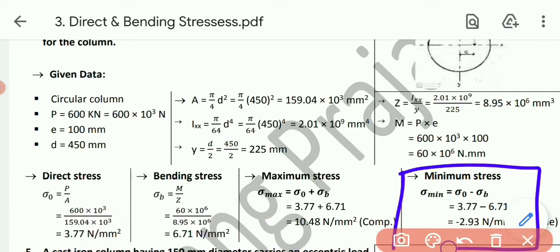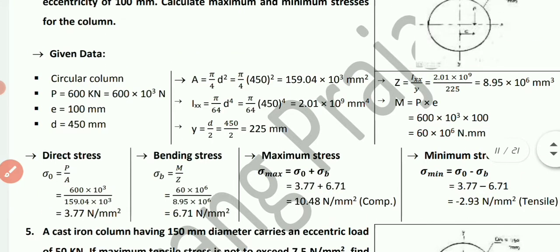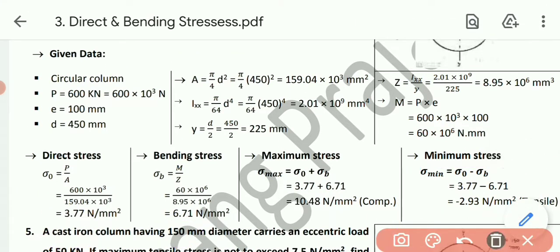Similarly, sigma minimum equals sigma 0 minus sigma b, where sigma 0 is 3.77 and sigma b is 6.71. So by this I will get the answer minus 2.93 Newton per mm square. Just a minute, 2.93, and as it is negative, the stress will be tensile.